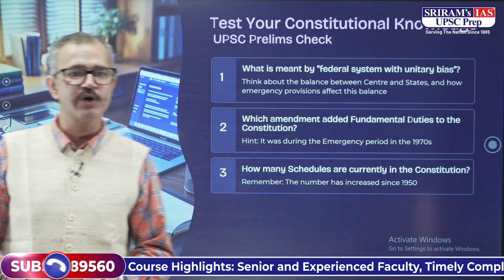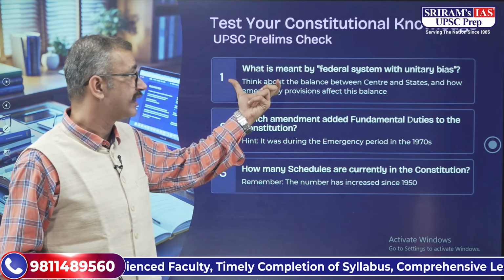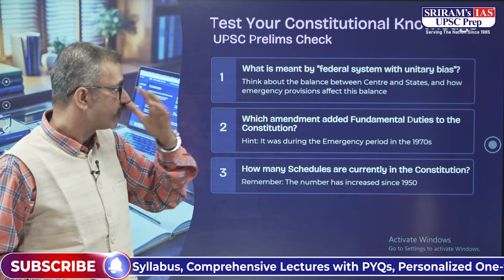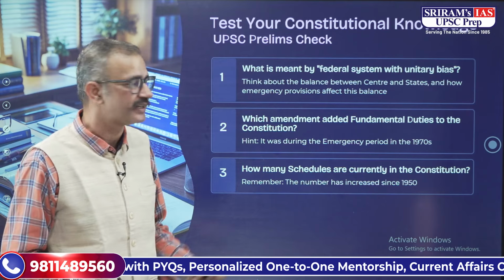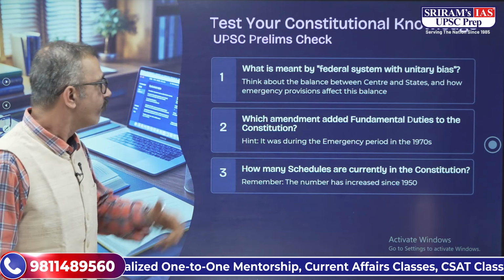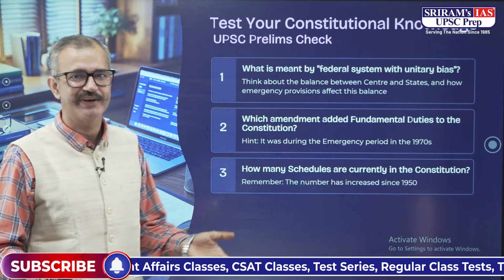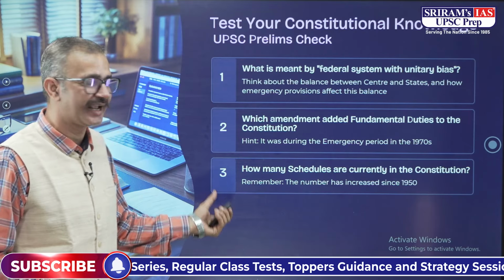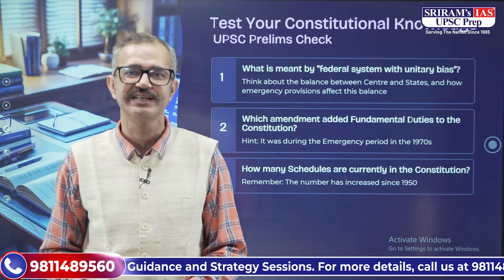Over here you can test your constitutional knowledge that we have studied just now. What is meant by federal system with unitary bias? You have to think about the balance between center and state, and also how emergency provisions affect the balance. Which amendment added fundamental duties to the Constitution? It is very easy. Then how many schedules are currently in the Constitution? Again, an easy one.